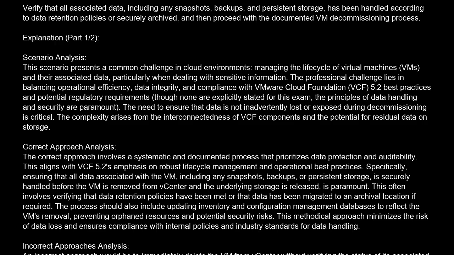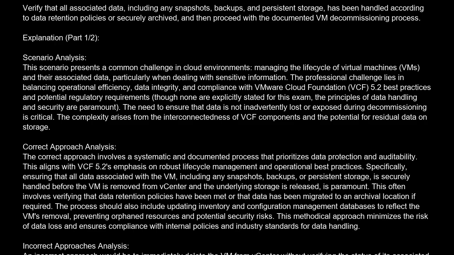Correct approach analysis. The correct approach involves a systematic and documented process that prioritizes data protection and auditability. This aligns with VCF 5.2's emphasis on robust lifecycle management and operational best practices. Specifically, ensuring that all data associated with the VM, including any snapshots, backups, or persistent storage, is securely handled before the VM is removed from vCenter and the underlying storage is released, is paramount.